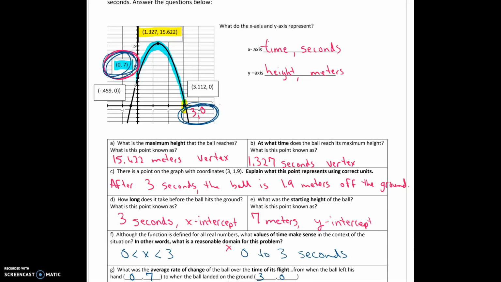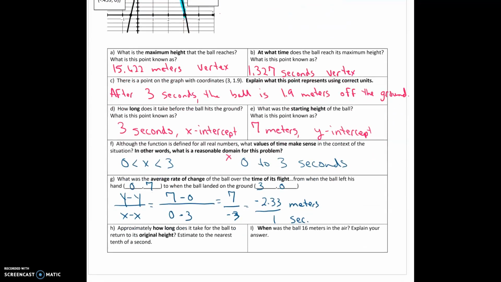So I need to go across to 7 right here and estimate what I think that x value is. So it's somewhere in between 2 and 3, maybe a little bit more than 2.5 seconds. So about maybe 2.6 seconds. You could even say 2.5.